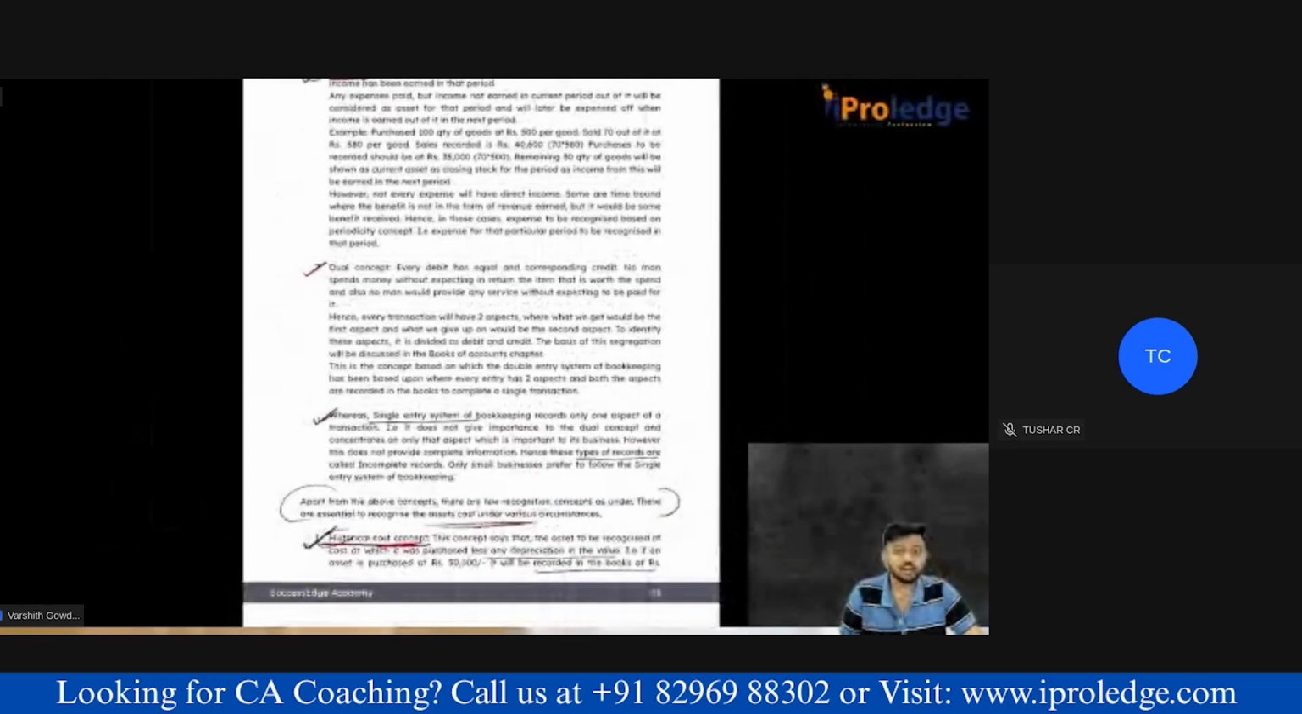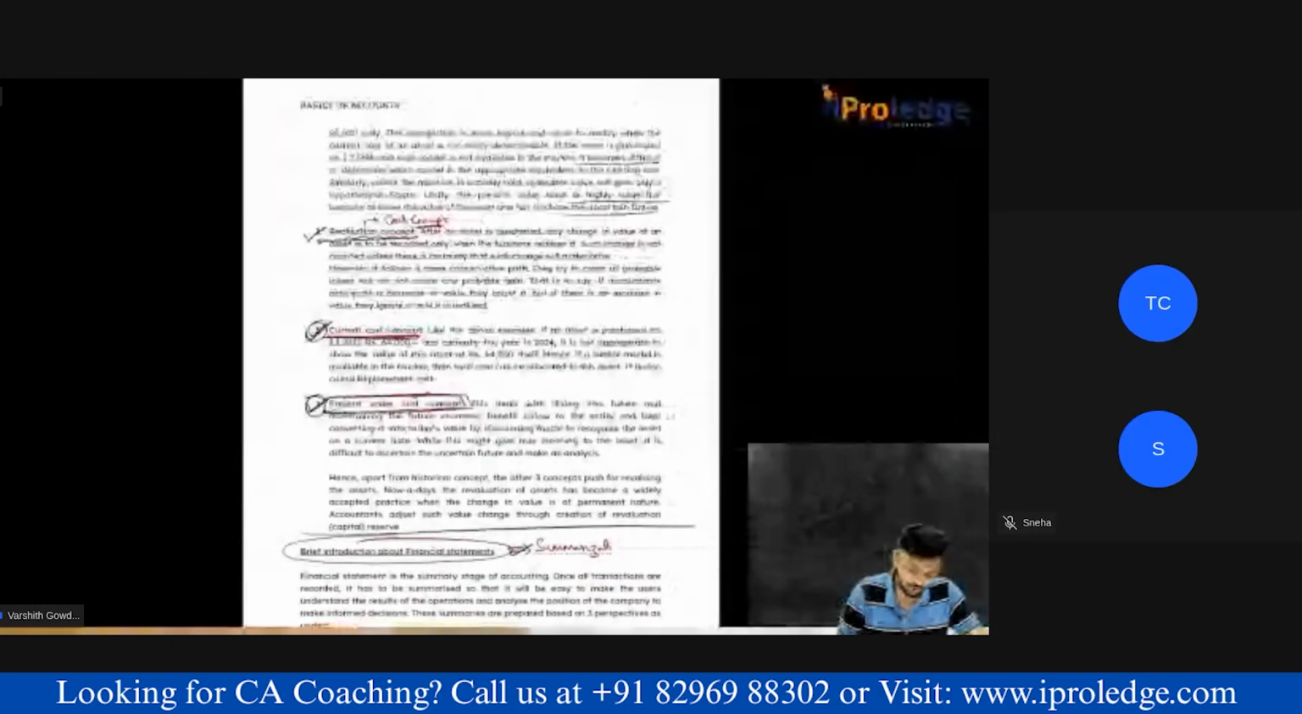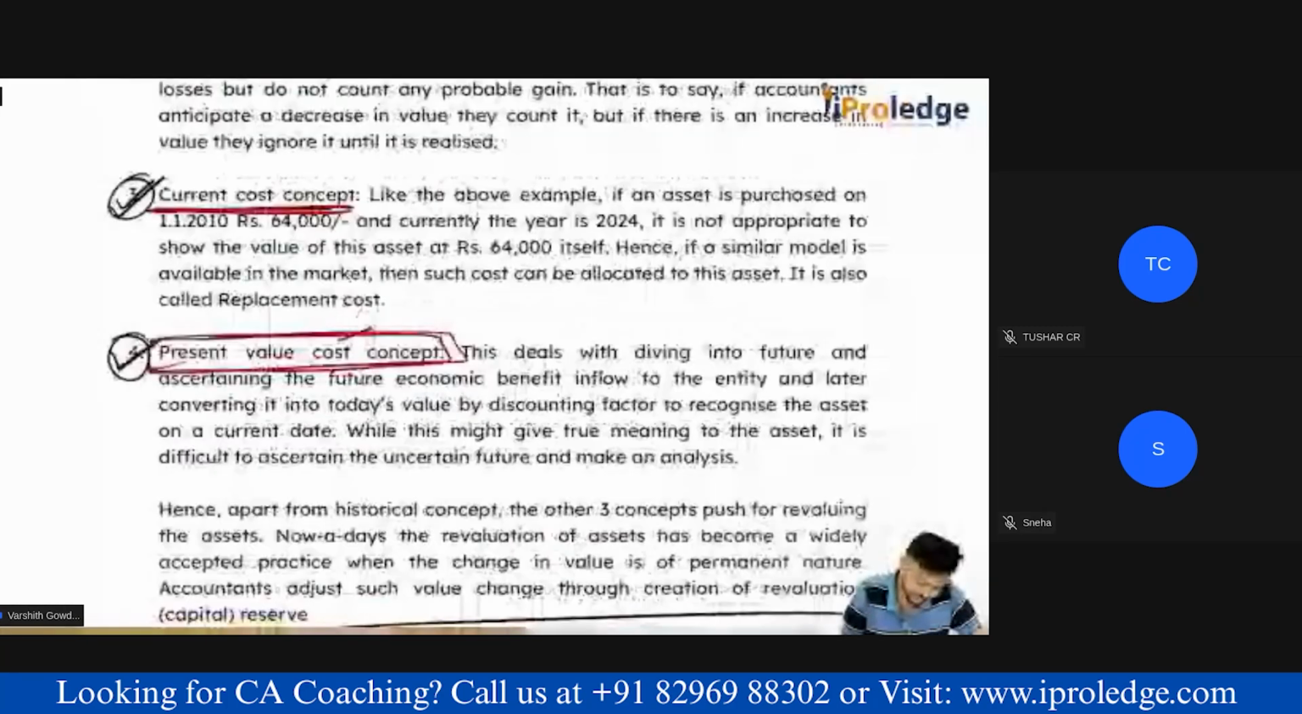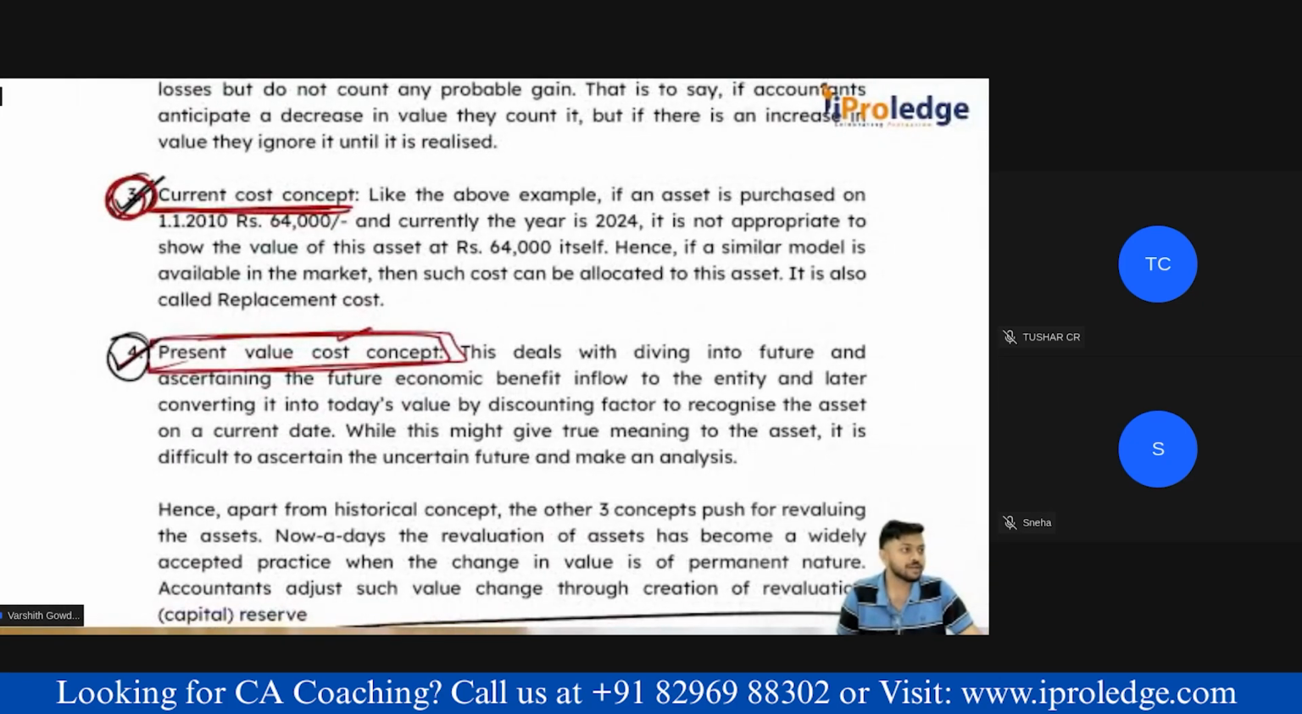So that means we'll not bring it only, we'll bring it. That is called current cost concept. So what is current cost concept? Here, as per current cost concept, you are valuing that asset at the current cost. All of you? Current cost.